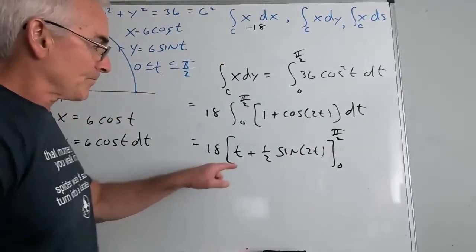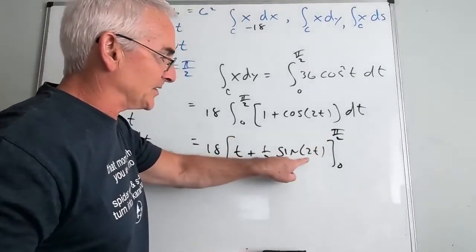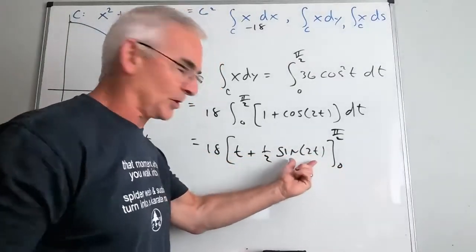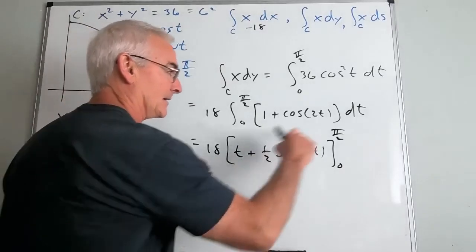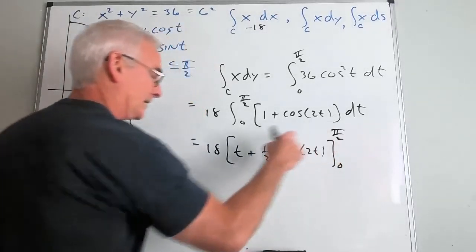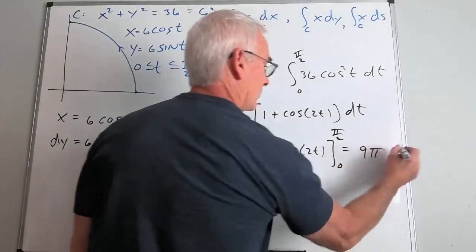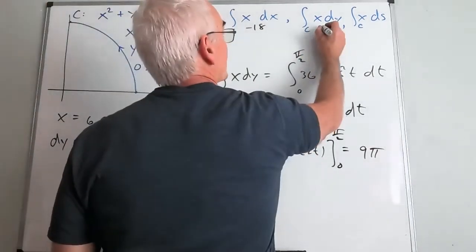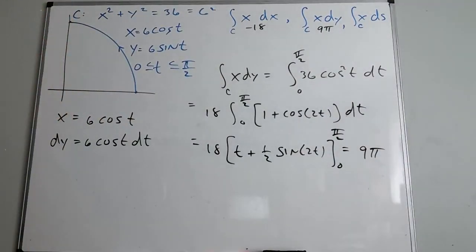When I do the sine of 2 times pi over 2, that's the sine of pi, which is 0, minus the sine of 0, which is 0. So this term doesn't actually contribute. I'm going to get t evaluated at pi over 2 only, times 18. That's 9 pi. Wow, that's pretty different from my first answer. So that's 9 pi. Now let's do the last one.